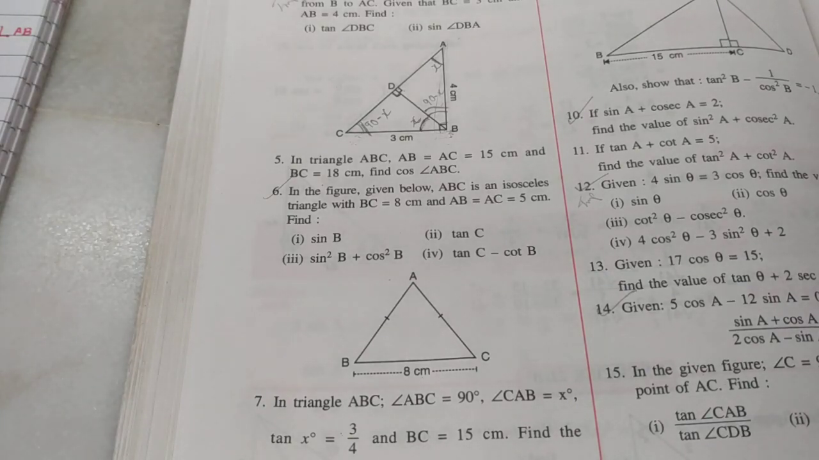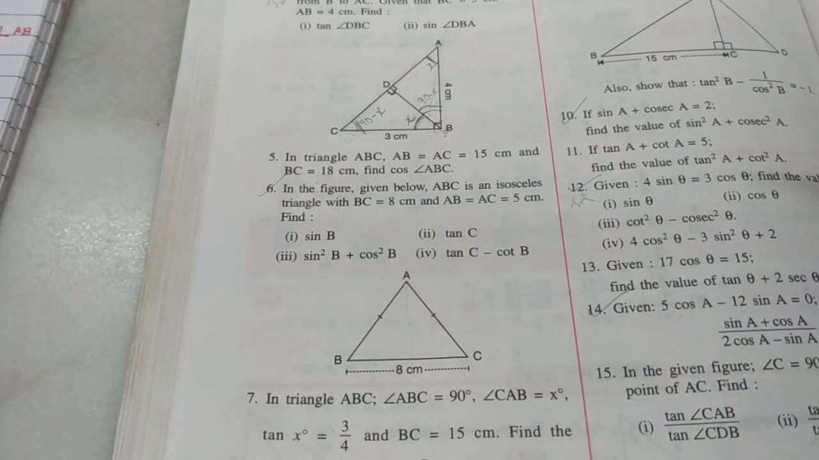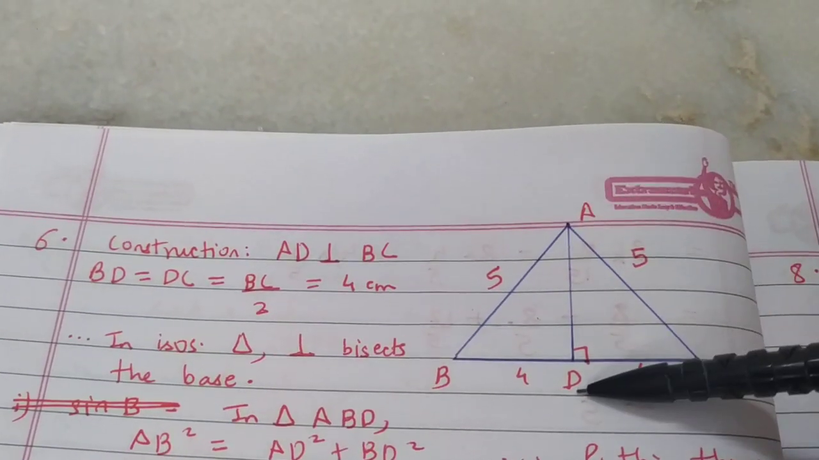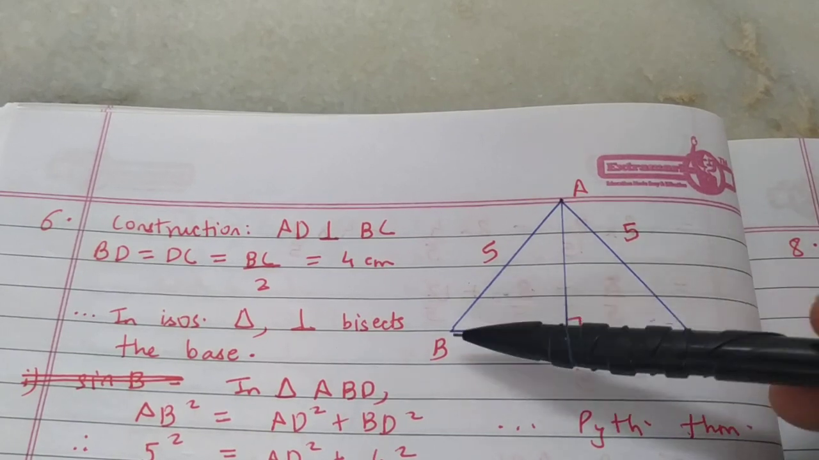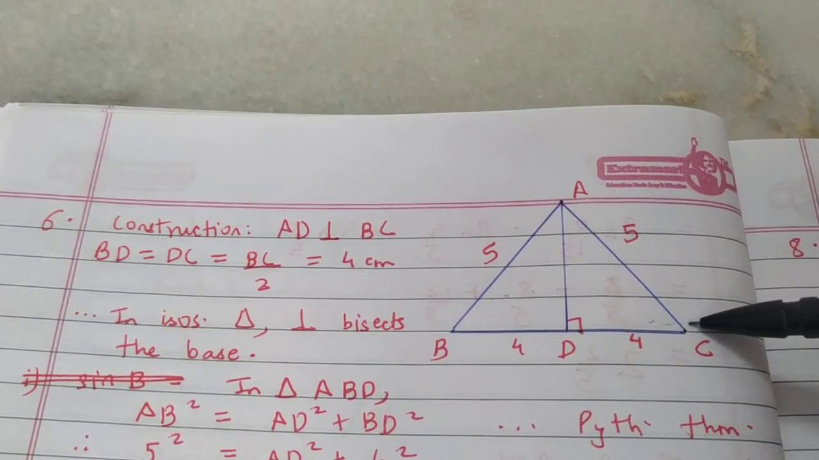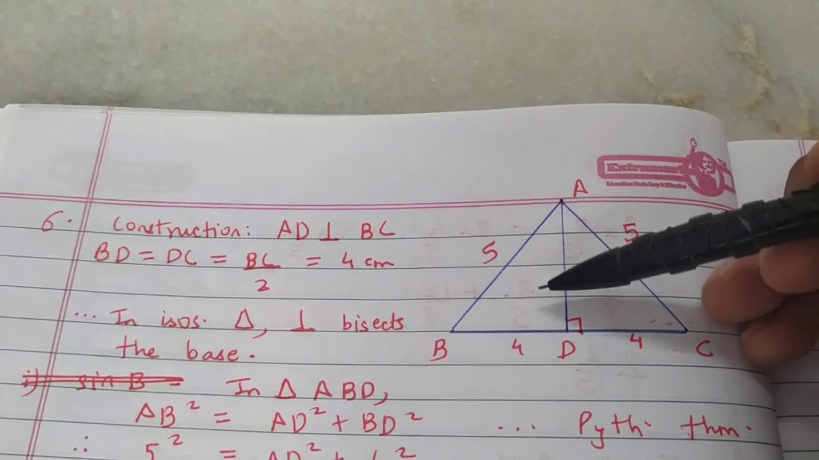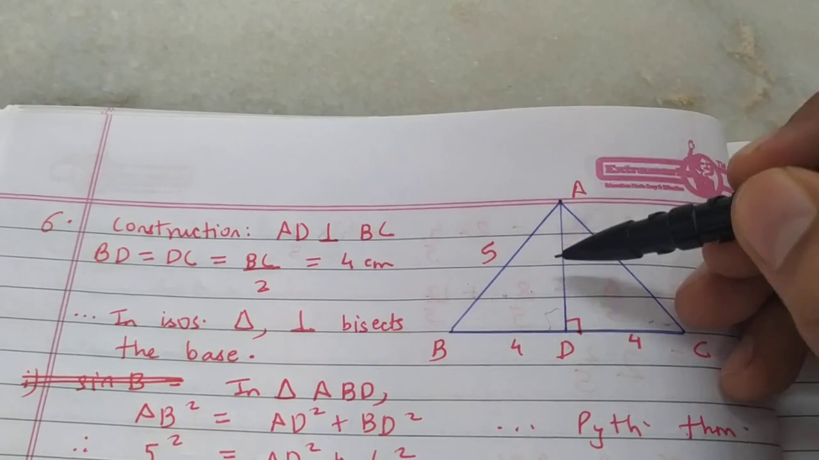Yes, you are right. We will draw perpendicular AD to the base BC. And you know, the perpendicular to the base of an isosceles triangle bisects the base. That means BD becomes 4 and DC becomes 4. The two triangles are congruent. Now, if you look at any one triangle, you can use Pythagoras theorem to find AD, which comes out to be 3.